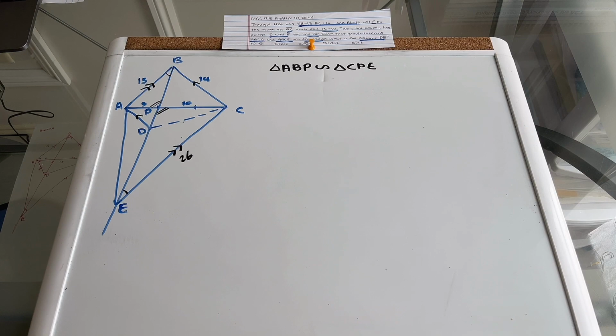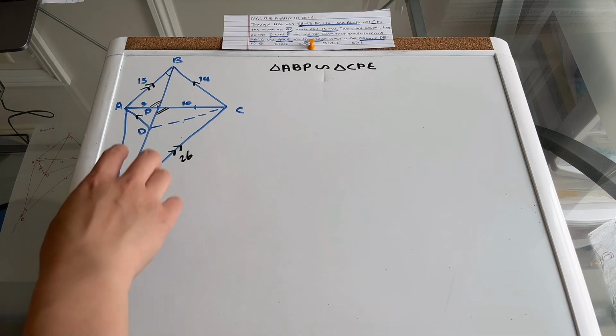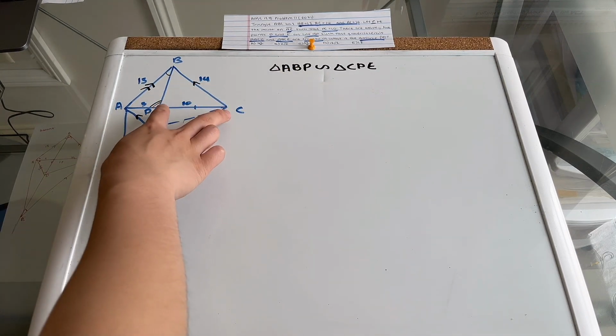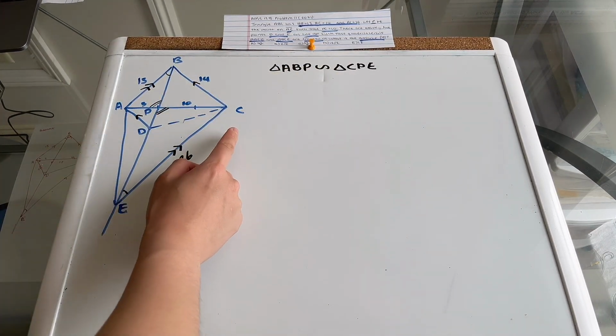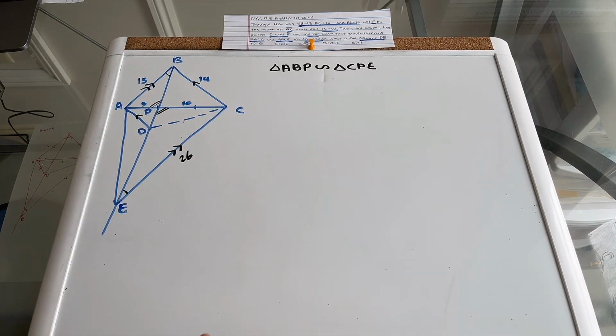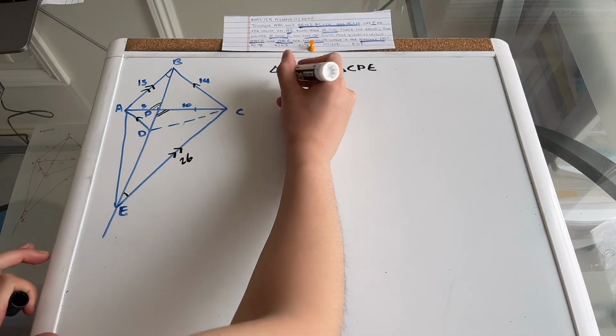We know the triangles ABP and CPE are similar to each other, so they have a ratio between these two triangles. Since we know that AP from the first triangle is equal to 5 and PC from the second triangle is equal to 10, then the ratio between AP and PC is equal to 1 to 2. That means the ratio of these two triangles is 1 to 2.